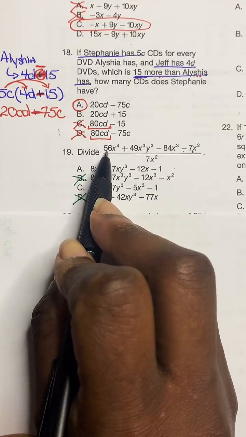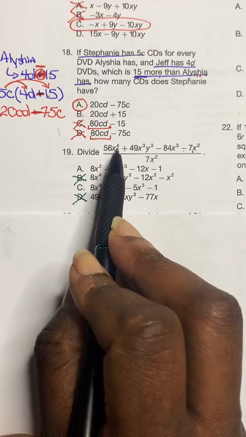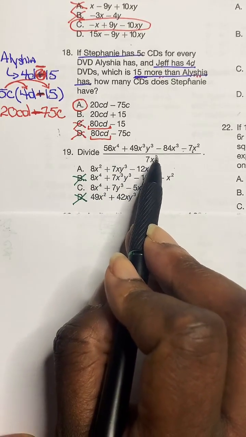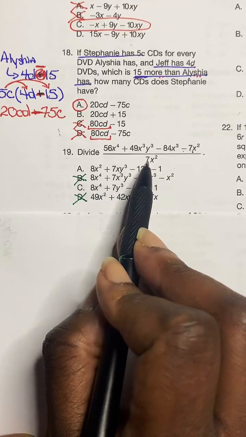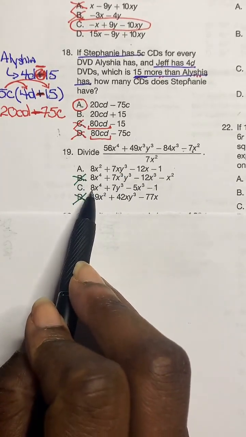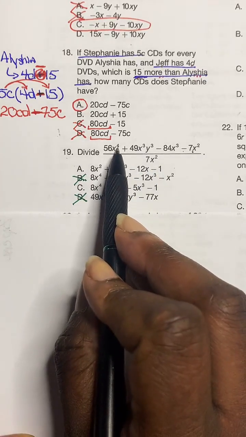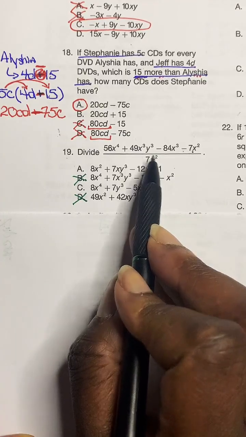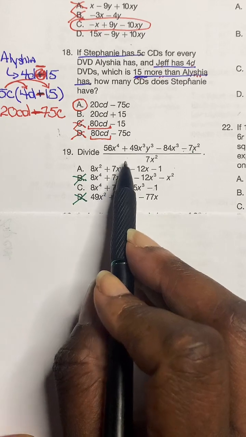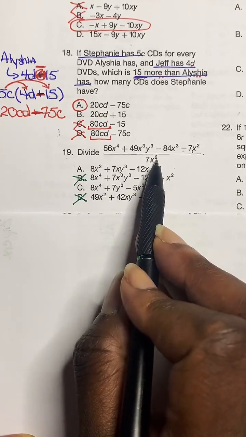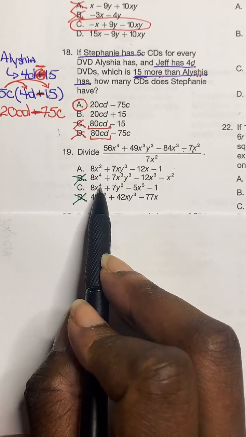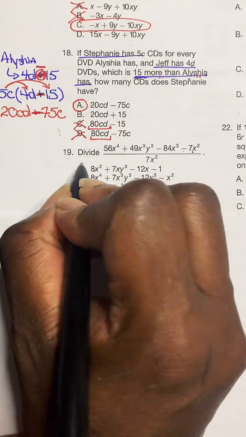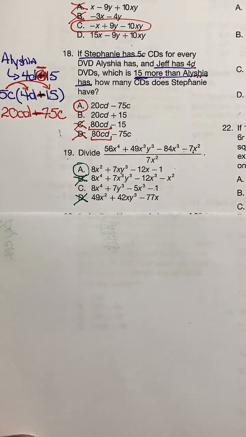Now I'm going to tack on the front. So I have 56x to the fourth divided by 7x squared. Well, 56 divided by 7 gives me 8, which we have for both A and C. But we have x to the fourth divided by x squared. When you're dividing exponents, you're subtracting your exponents. So that'll be 4 minus 2, which gives me x squared. So this is giving me x to the fourth. It's going to be x squared. So your answer is A. Okay, so your answer is going to be A.